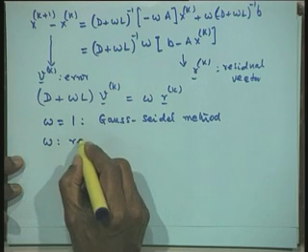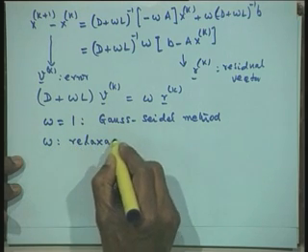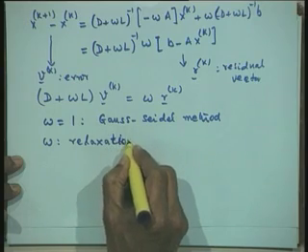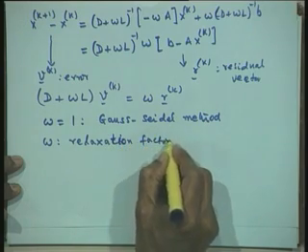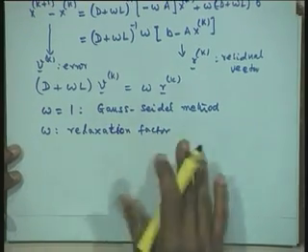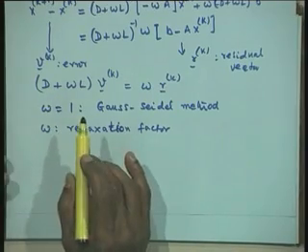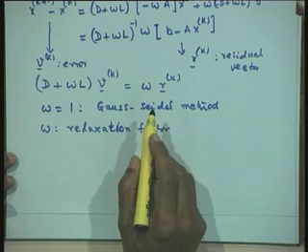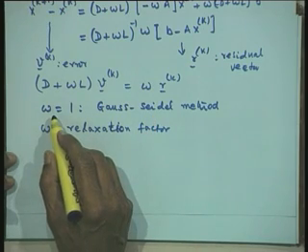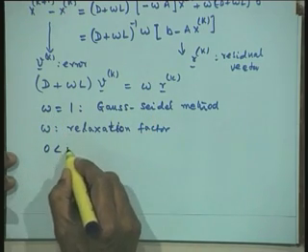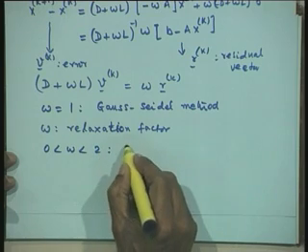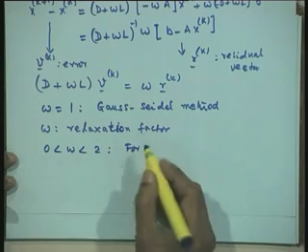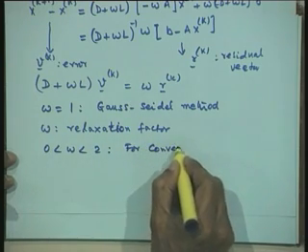Now, the ω is called the relaxation factor. The analysis of the method requires that for convergence ω should lie between 0 and 2. So, we should have ω lie between 0 and 2 for convergence.